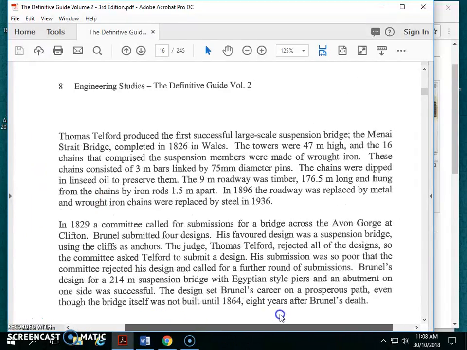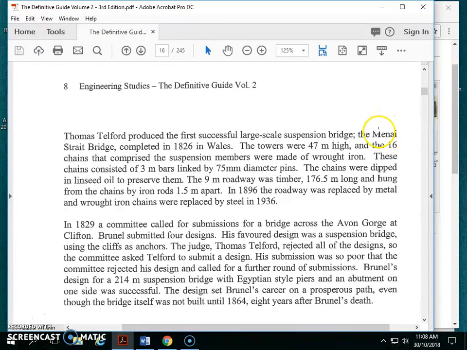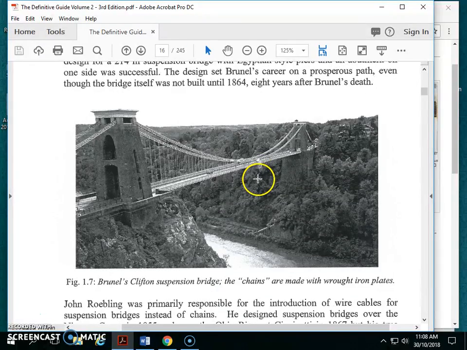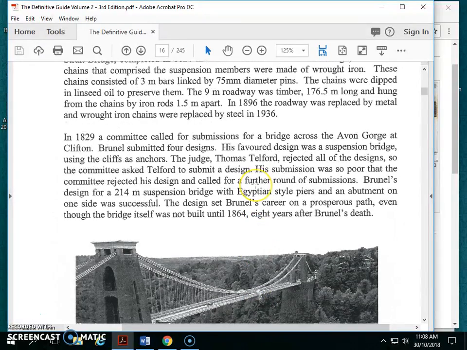So Telford produced the first large-scale bridge, the Menai Straits Bridge, which we've looked at already, completed in Wales. Just some more details about that. Is that the Menai? No, that's Brunel's Clifton Bridge. Okay. A bridge across Avon Gorge at Clifton.